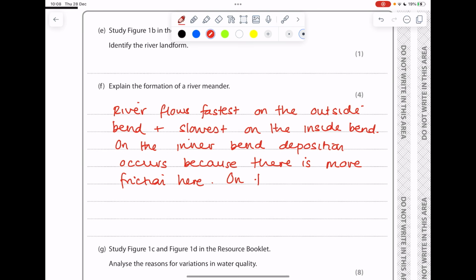On the outer bend, erosion occurs due to hydraulic action.